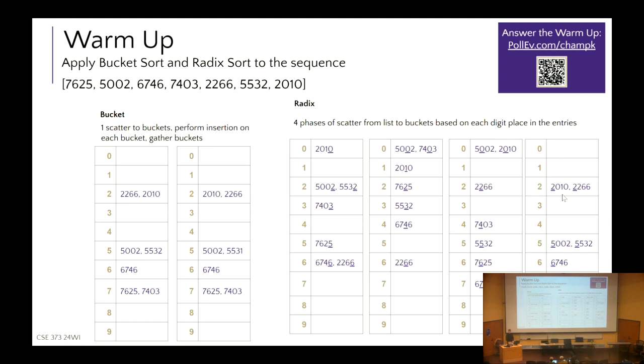And now, if you look over here, when we loop over, we're going to start at bucket 0 and we're going to loop through: 2,000, then 2,200, then 5,002, then 5,532. And so if we follow through this final gathering, that's where we're going to get a final sorted order for radix sort.